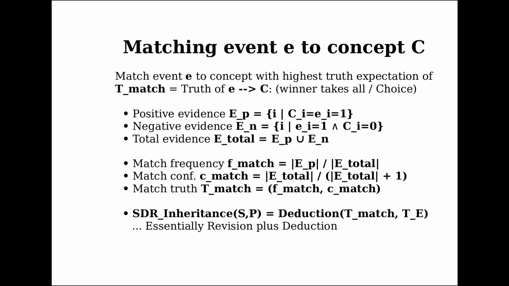The positive evidence for the answer is given by all 1-bits the event and concept SDR have in common. The negative evidence is given by the 1-bits the event SDR has but the concept's SDR does not. And the total evidence is now the combination of both. This way, a match frequency value can be structurally established, that is, the positive evidence divided by the total. The confidence is the total normalized to a value from 0 to 1, never reaching 1.